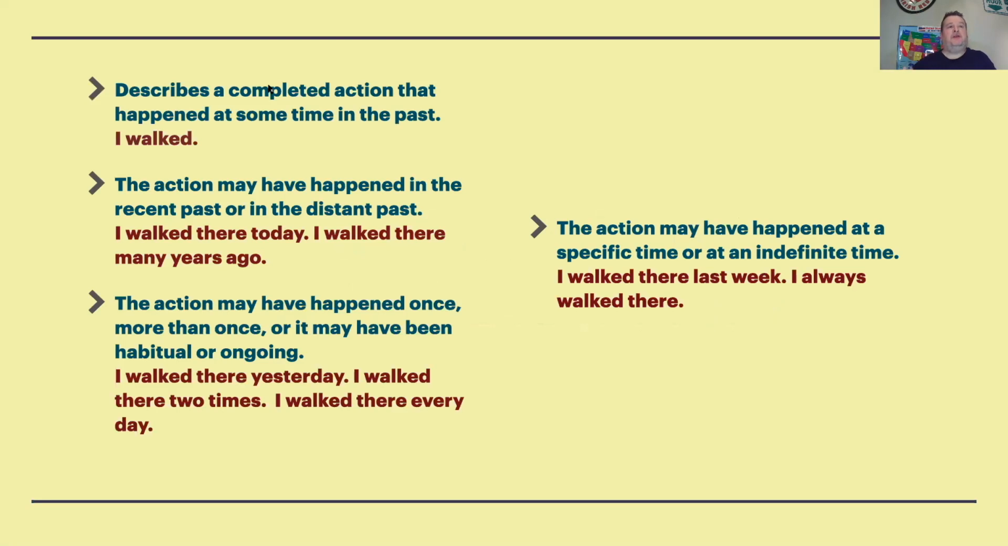So what are the properties of the simple past tense? It describes a completed action that happened at some time in the past, like I walked. The action may have happened in the recent past. I walked there today. It may have happened in the distant past. I walked there many years ago. The action may have happened once. I walked there yesterday. It may have happened more than once. I walked there 2 times. It may have been habitual or ongoing. I walked there every day.